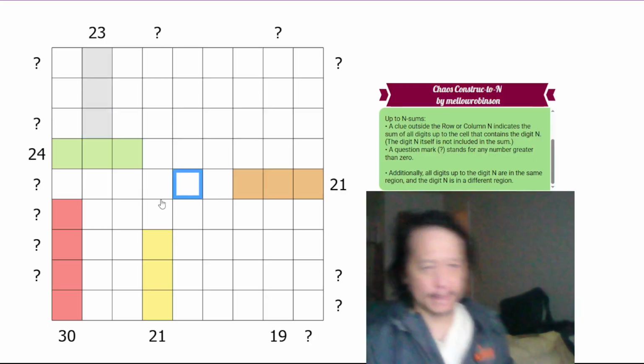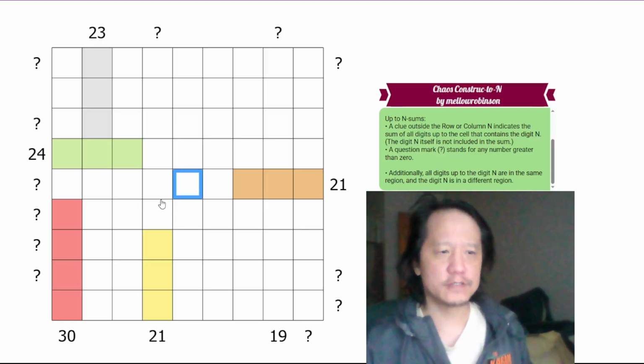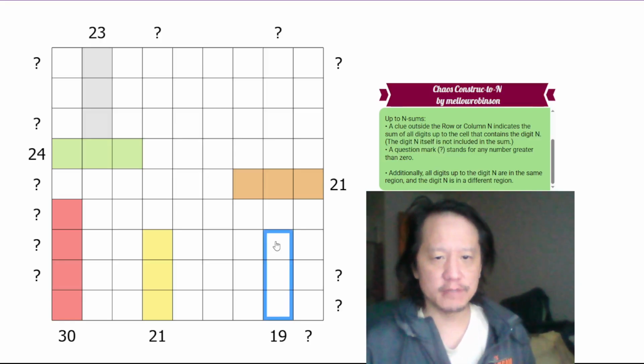That is interesting. 19 requires at least 3 digits. So these could be the same region, right? We don't know.